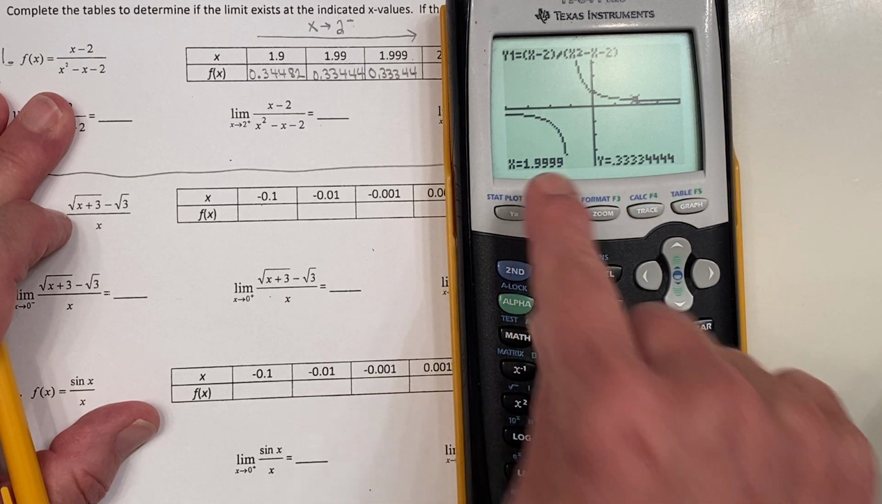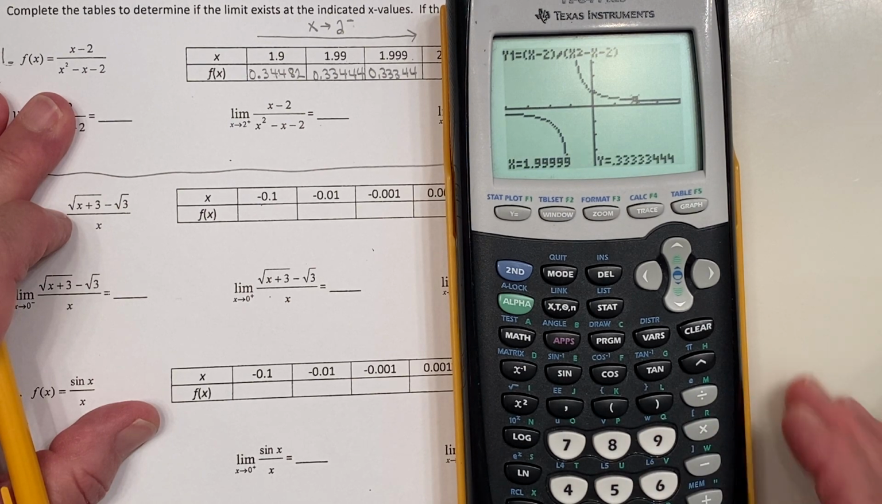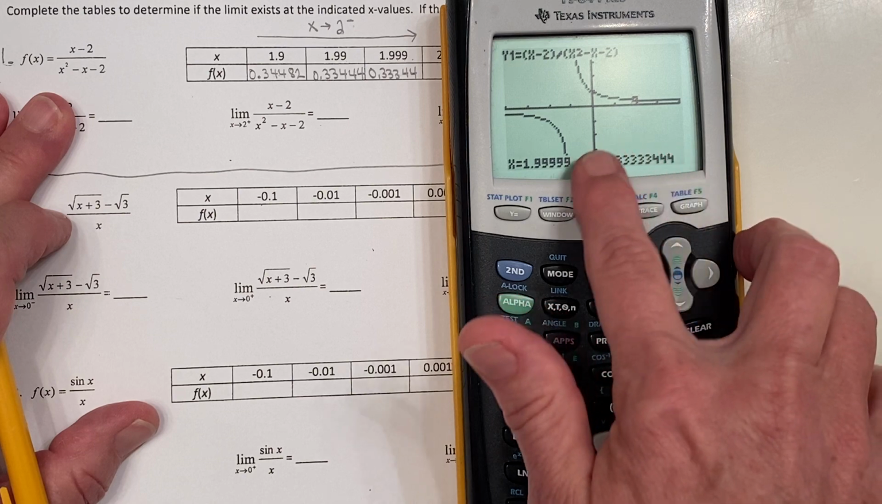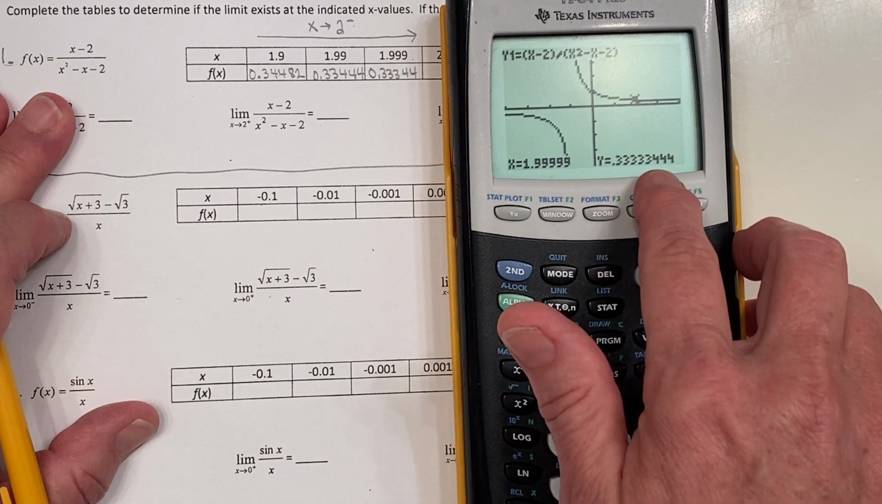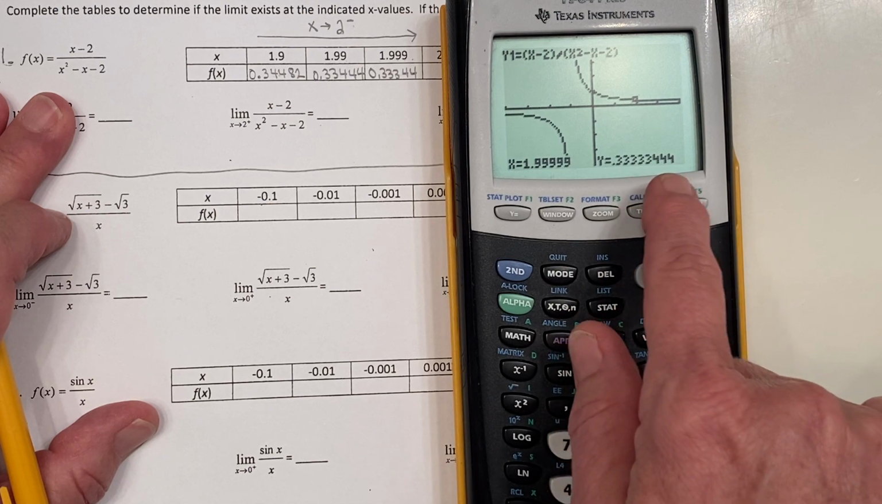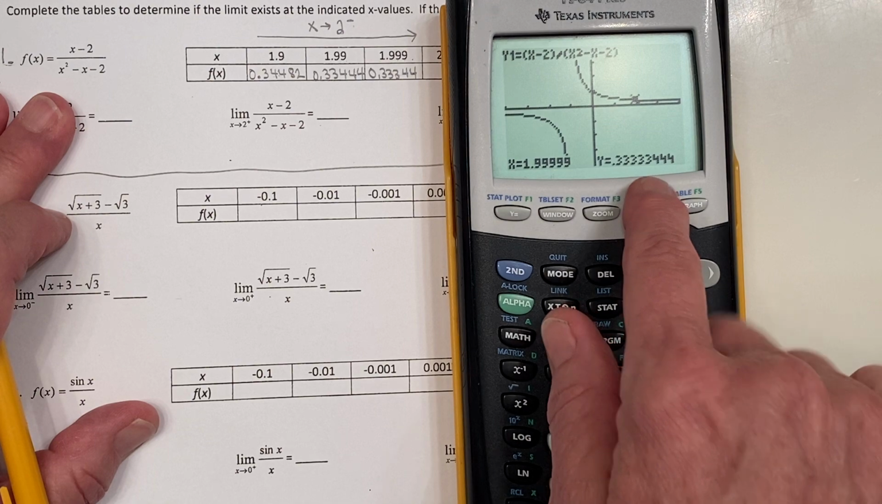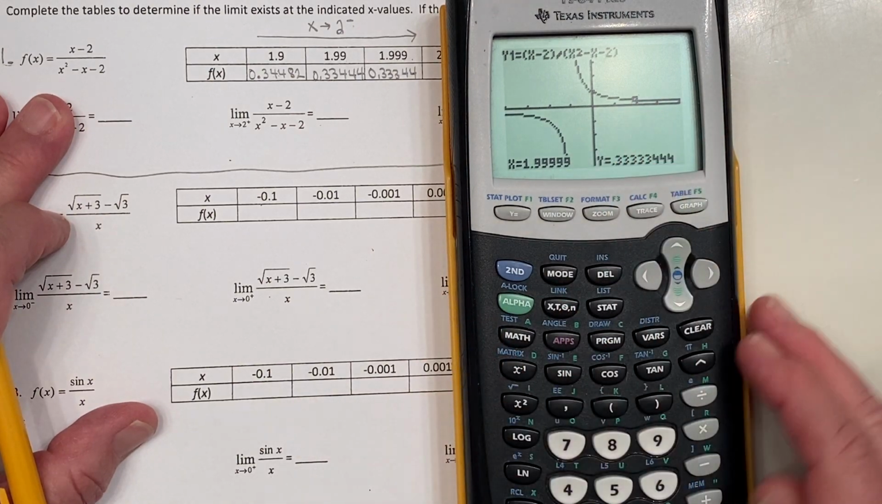We can get closer to 2 by doing 1.99 with 5 nines. Now look, we have another 3 settling in. I think if I continued this pattern, my y values are really approaching a third. So remember, it's the intended height.